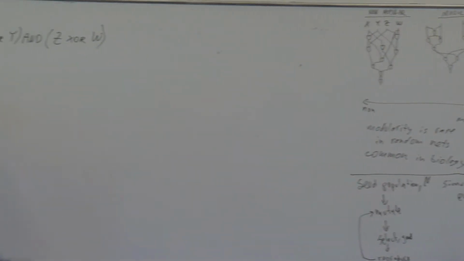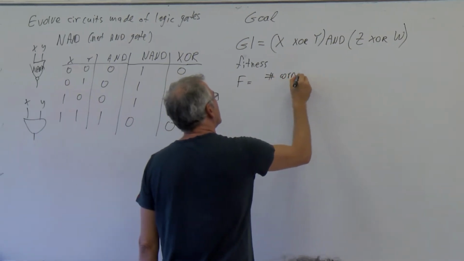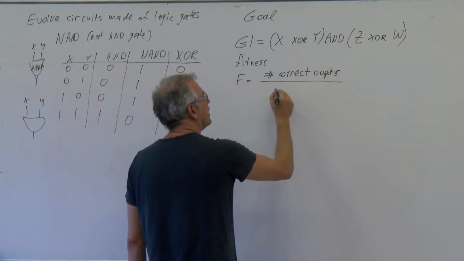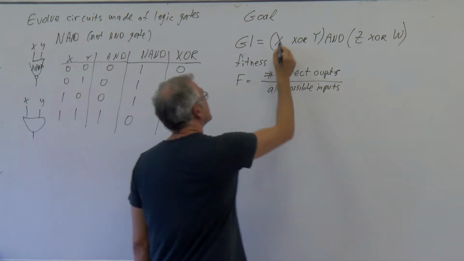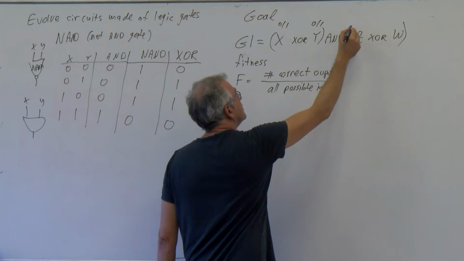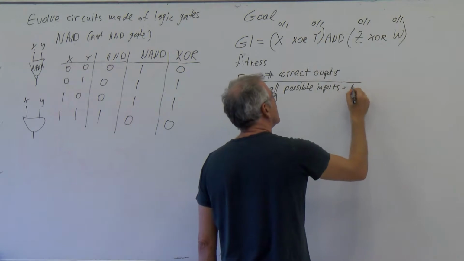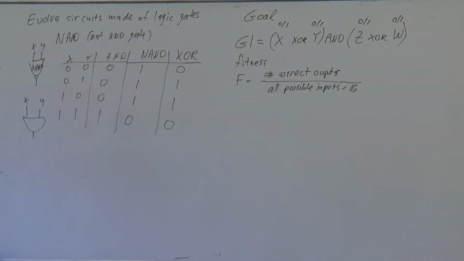So our fitness is going to be number of correct outputs divided by all possible inputs. So X can be 0 or 1, Y can be 0 or 1, Z can be 0 or 1, W can be 0 or 1. So there's 2 times 2 times 2 times 2, all possible 16 possibilities. I put them into the circuit and I ask how many times does it give me the correct answer, X exclusive OR Y and Z exclusive OR W, which is either 0 or 1, right? So how many times that happens?